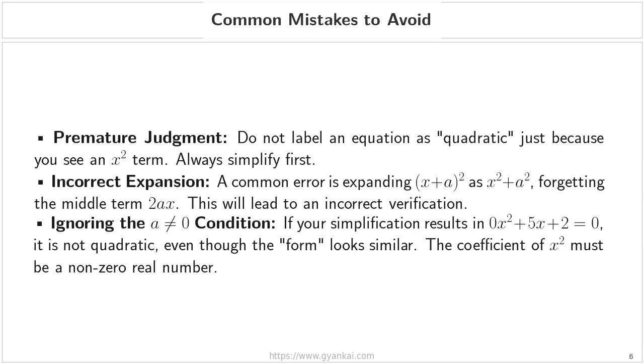Finally, do not ignore the condition that a must not equal 0. This is a vital rule. If, after all your hard work simplifying, you end up with something like 0x squared plus 5x plus 2 equals 0, you might be tempted to say it's quadratic because it looks like the standard form. However, because the coefficient of the x squared term is 0, the quadratic nature has disappeared, leaving you with a simple linear equation. Remember, for an equation to be truly quadratic, the coefficient, a, must be a non-zero real number.